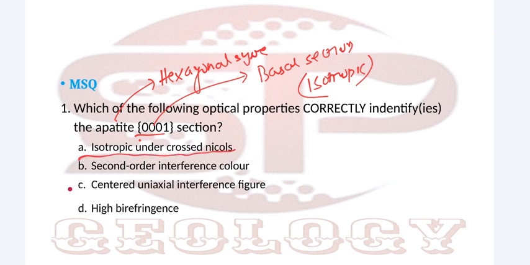Then it can show a centered uniaxial interference figure, because in the basal section the optic axis is perpendicular to the microscope stage. It doesn't show second order interference color or any high birefringence. So it will be A and C. The answer will be A and C. So the basal section of any hexagonal or tetragonal mineral is isotropic.